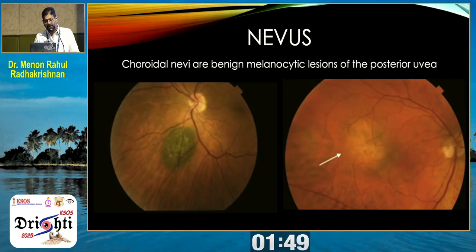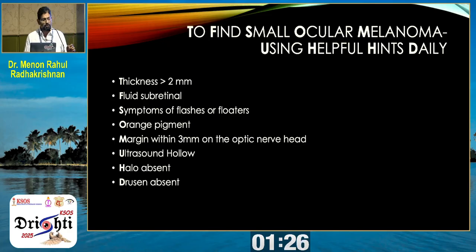And then next you have the choroidal nevus. So they are basically benign melanocytic lesions of the posterior uvea, and you can have two variants. You can have the pigmented nevus, as you see on the left side, and you can have the amelanotic version. Now, if you see a nevus, okay, fine, keep a tab on it. But there are certain times this nevus can have a malignant transformation, that is into choroidal melanoma.